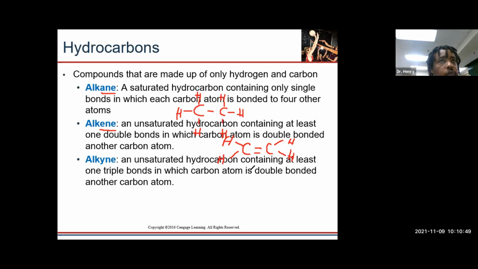Of a compound with a double bond. So we have a double bond between the 2 carbons, right? And so that's an alkene. Now, an alkyne is one with a triple bond. So the compound has to have at least one triple bond between the carbons.